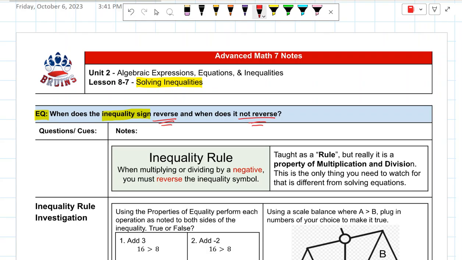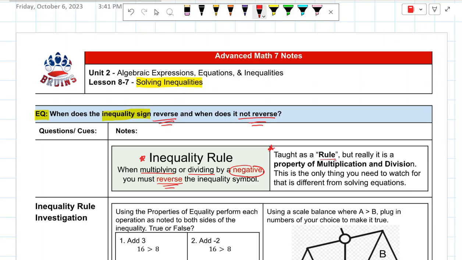So make sure you understand what's going on. First of all, we'll just start here. It's a rule. What's the rule? When multiplying or dividing by a negative, you must reverse the inequality symbol. Now that definition is straight from your textbook. It's not very good. So let's expand on it.